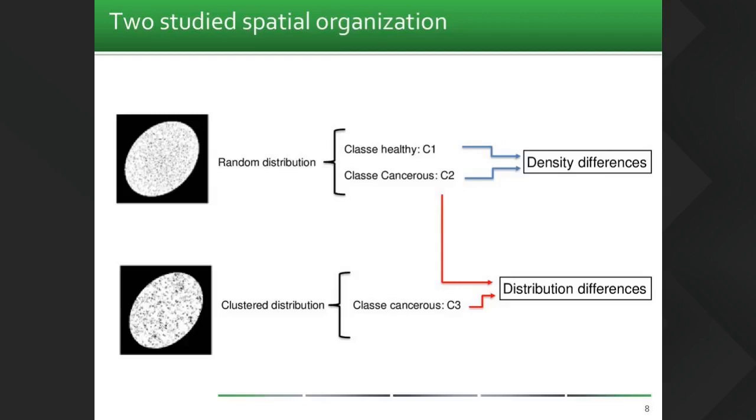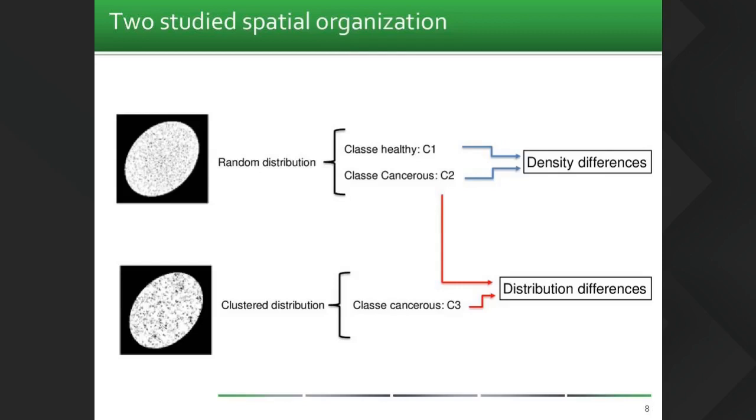So now, in the following of this presentation, we'll do the classification based on 2 kinds of spatial organization. The first one is density differences, where we classify C1 and C2. And the other one is classification based on distribution differences, where we use C1, the healthy class cells, and C3.